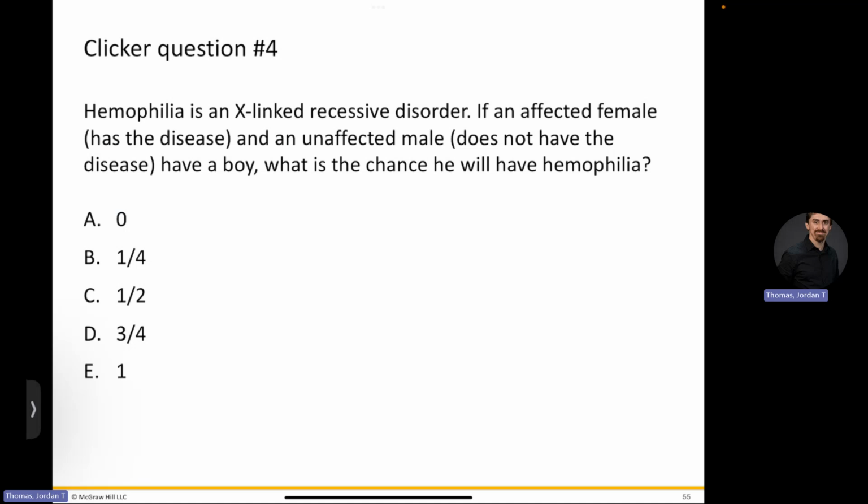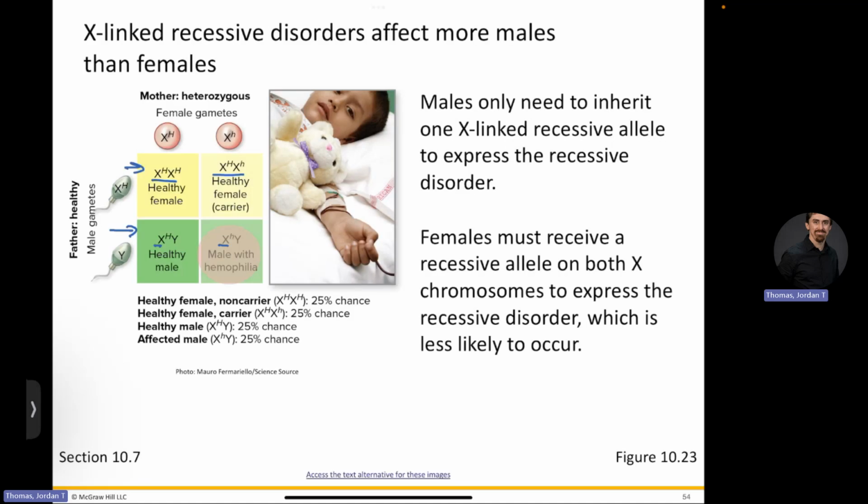Hemophilia, I'm going to go back real quick. One thing I want to point out is this. We have a female here that's X big H, X little h. She's heterozygous. She won't express the disorder since it's recessive and she has this one dominant allele. But she's what's called a carrier.